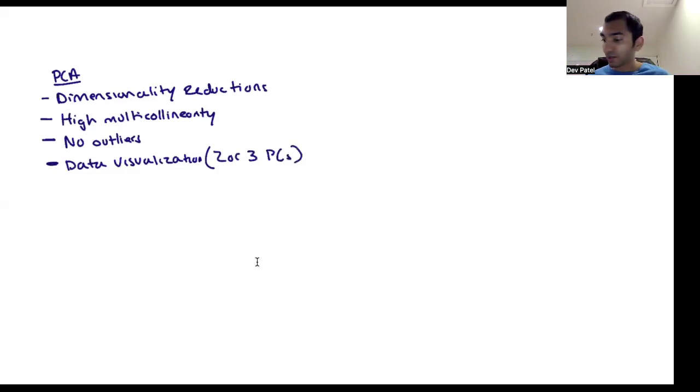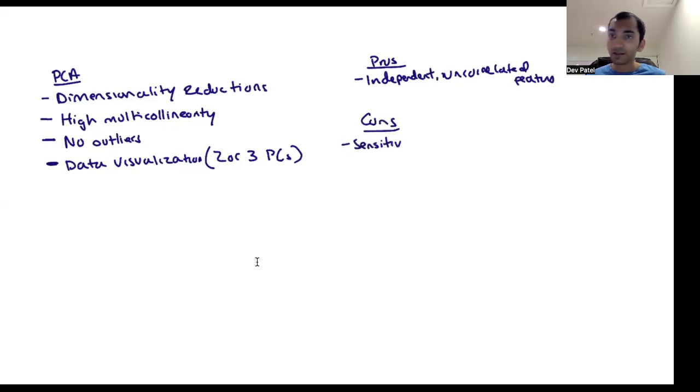Some of the pros of PCA is that it produces uncorrelated, independent features. So you can use these features in linear regression or another regression model. It produces uncorrelated features, so it really solves the issue of multicollinearity, as we mentioned before. Some of the cons is that it is sensitive to outliers because of the math behind it, how it uses covariance and how we calculate the eigenvectors, the direction of the variances. So it is very sensitive to outliers.